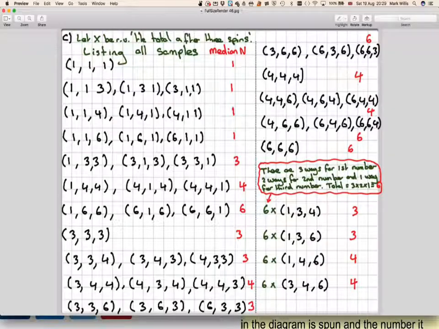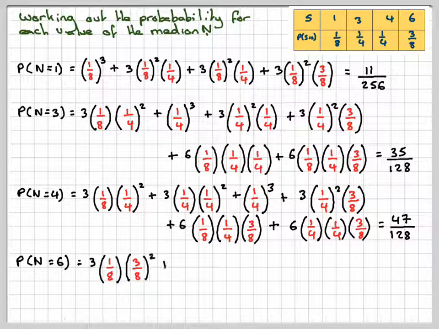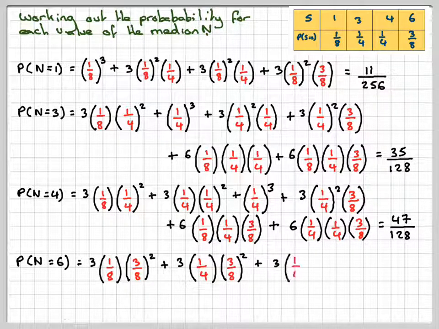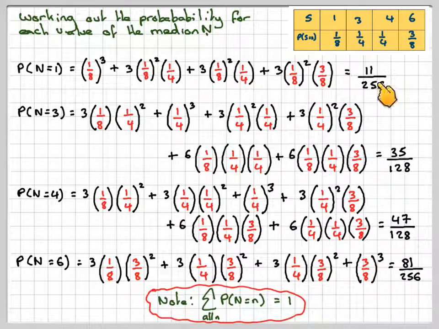And then finally you've got to do the 6s. So it's that one there, that one there, and those 2 there. So working those probabilities out, that gives you 81 over 256. If you add these all 4 together, you get 1, so we know we're correct.